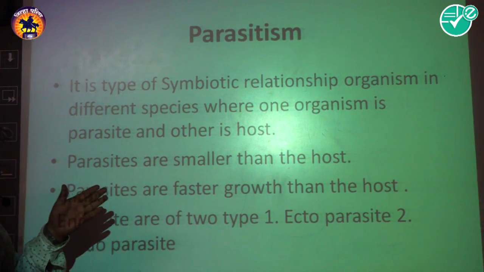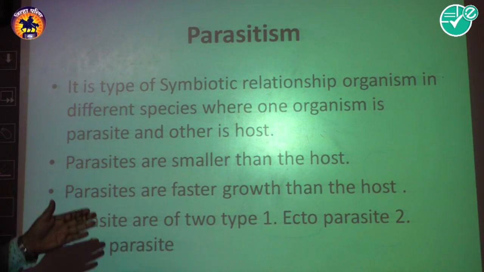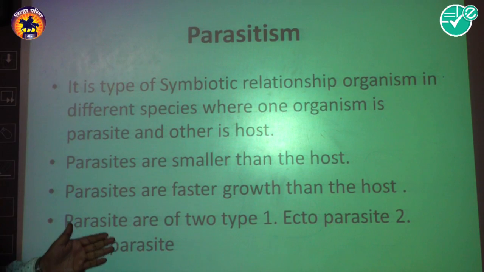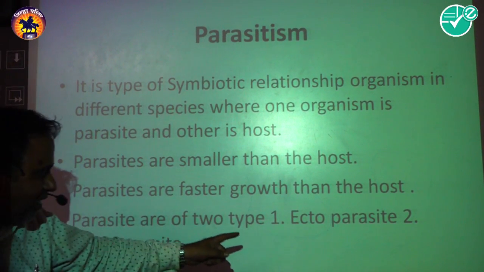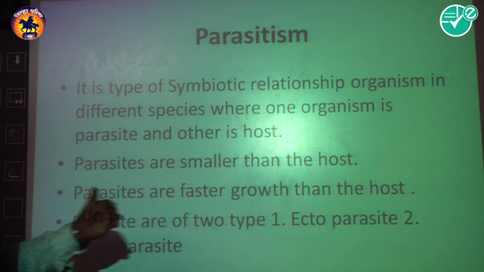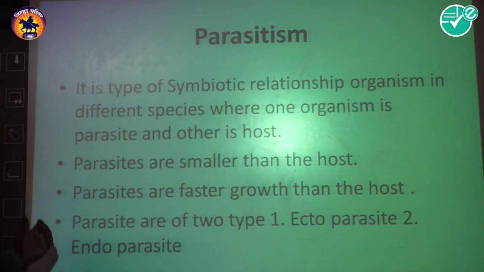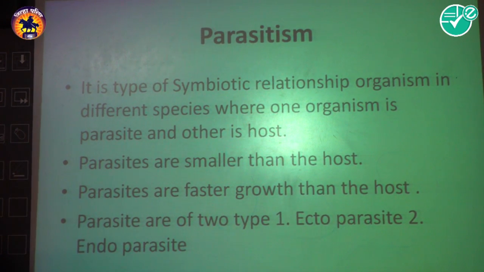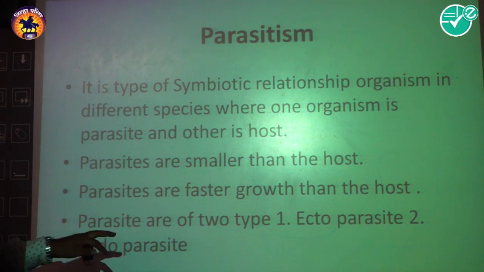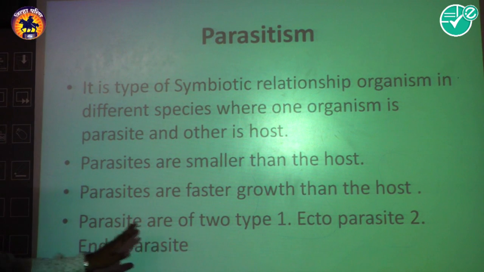Means the parasites present outside the body of the host are called ectoparasites, and for the feeding, the parasite present inside the body of the host is called an endoparasite.